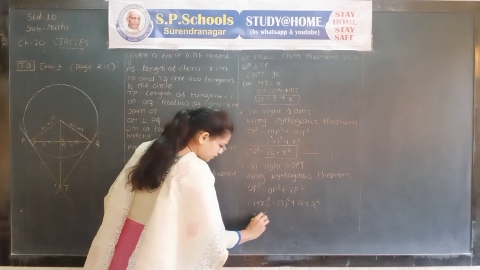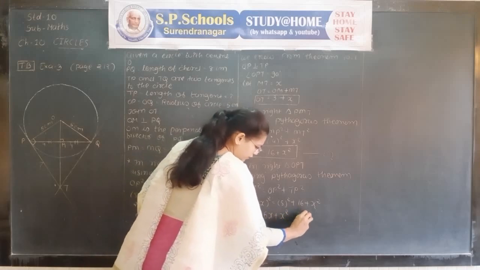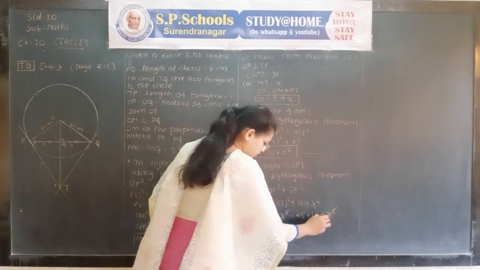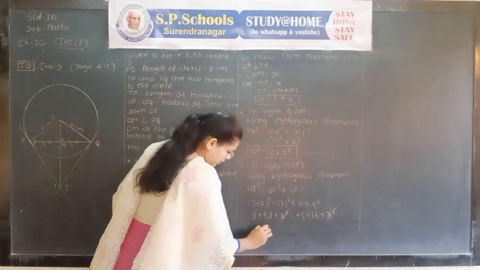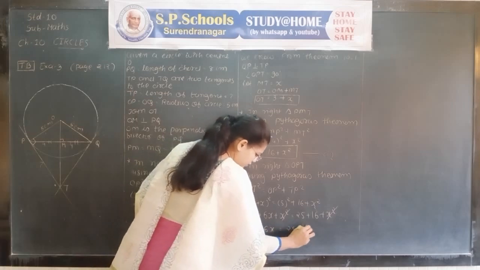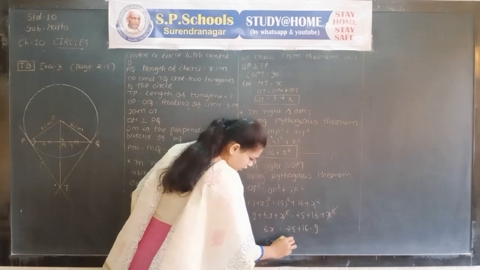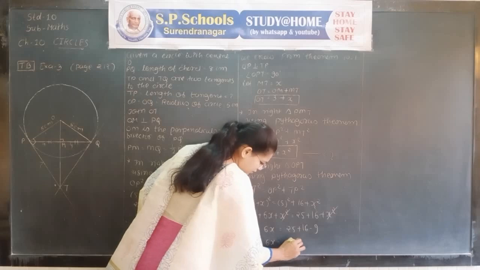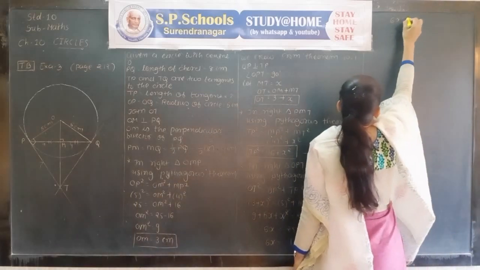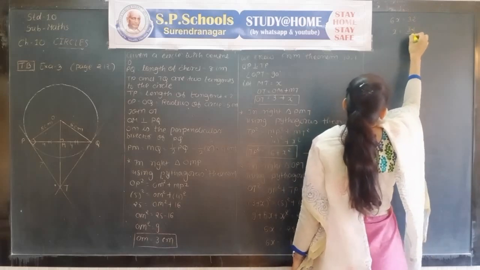Expansion: 9 plus 6x plus x square is equals to 25 plus 16 plus x square. X square gets cancelled. By making 6x the subject, 6x is equals to 25 plus 16 minus 9. That's why 6x is equals to 25 minus 9, 16 plus 16, which is 32. 6x is equals to 32. That's why x is equals to 32 upon 6.